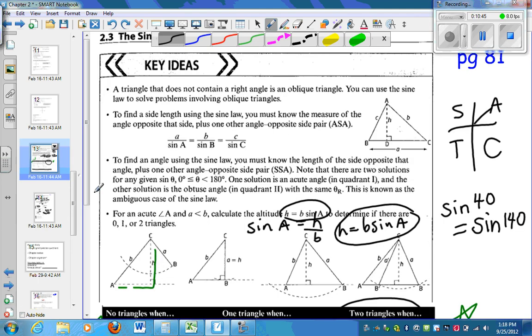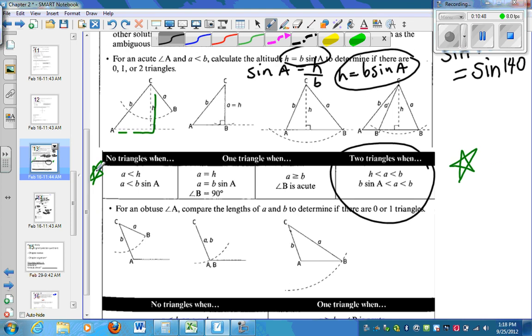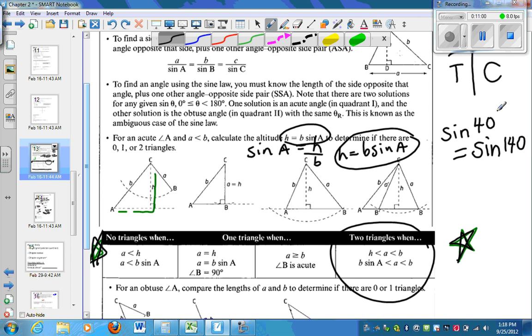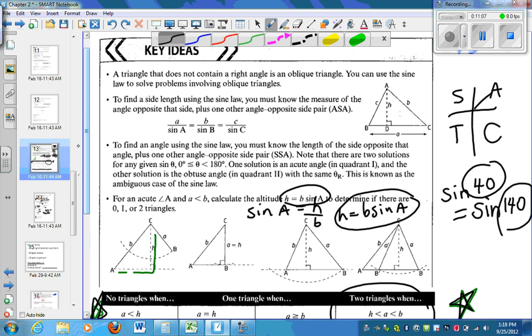Just to note, these are very important. We're always going to be looking here to determine if there are 1, 2, or no triangles. The sine law is ambiguous because the sine of an angle is equal to the sine of another angle in quadrant 2, because they're both positive in quadrant 1 and quadrant 2. And in a triangle, you can have an obtuse angle. So we'll have lots of questions and lots of practice.